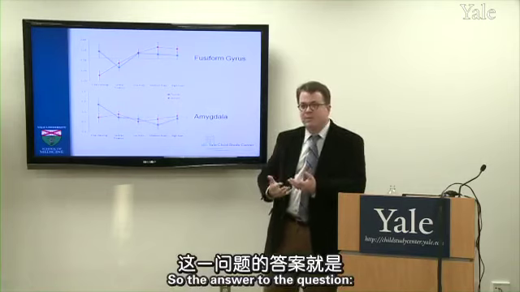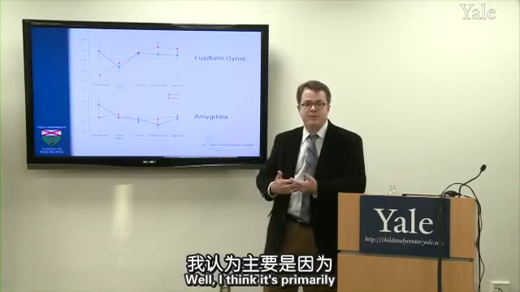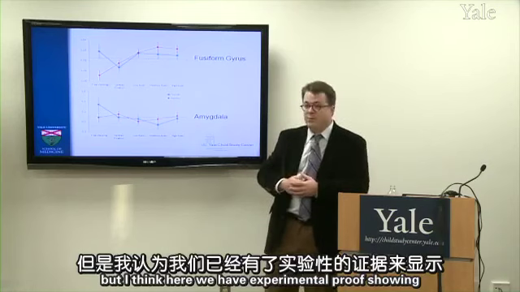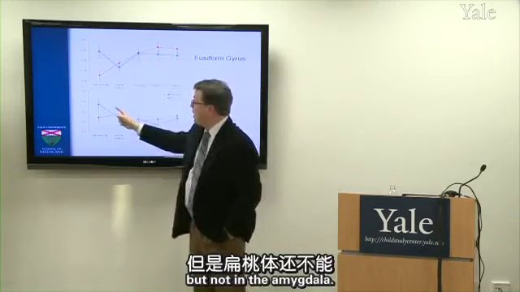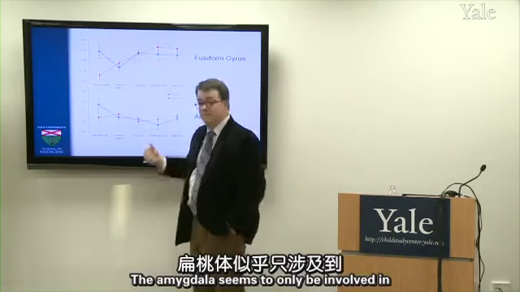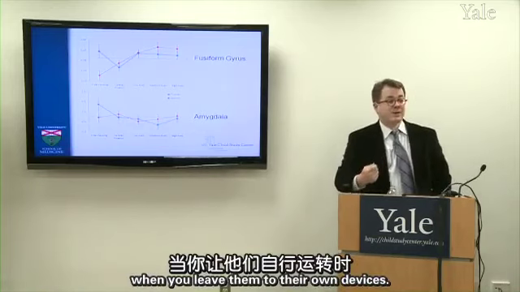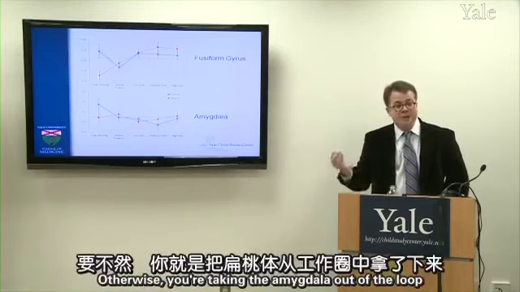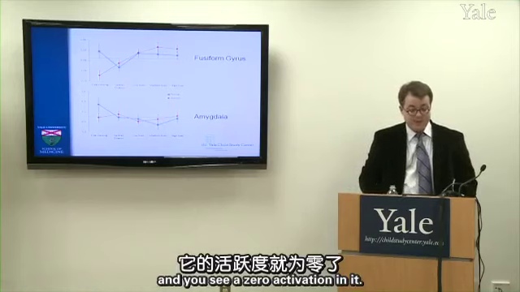So to answer the question, why don't individuals with autism look at the eyes? I think it's primarily because of an amygdala dysfunction. And this is consistent with what other people have theorized as well. But I think here we have experimental proof showing that you can recover activation in one brain region, but not in the amygdala. And the amygdala seems to only be involved in typically developing people when you leave them to their own devices, when the amygdala has a job to do, which is to direct eye movements. Otherwise, you're taking the amygdala out of the loop, and you see zero activation in it.